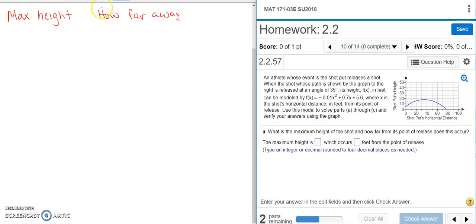So to find that, the x of the vertex of any parabola is going to be negative b over 2a. That's a formula for the x value of the vertex. So b and a come from our equation here, b being the 0.7, a being the negative 0.01. So we have negative b over 2a.